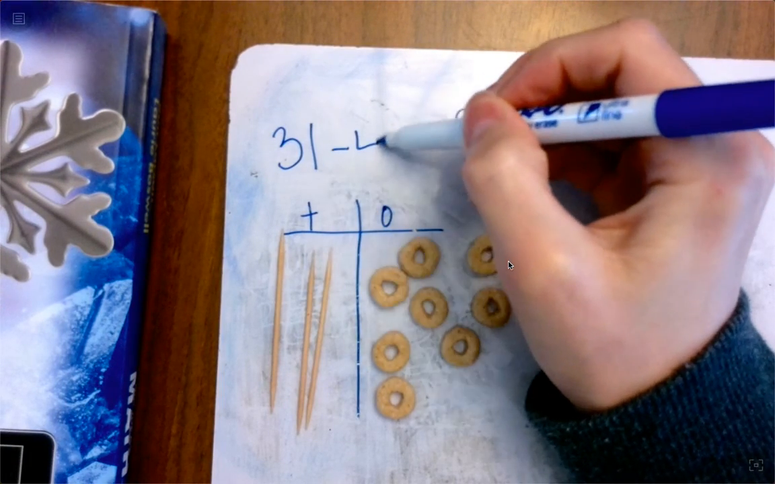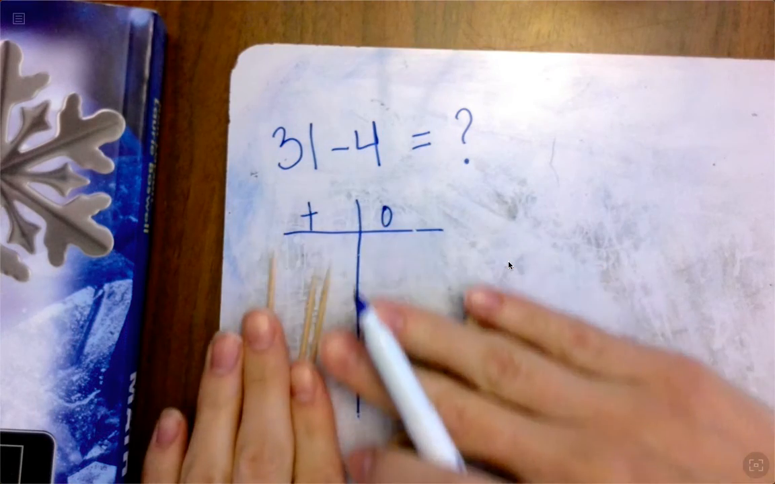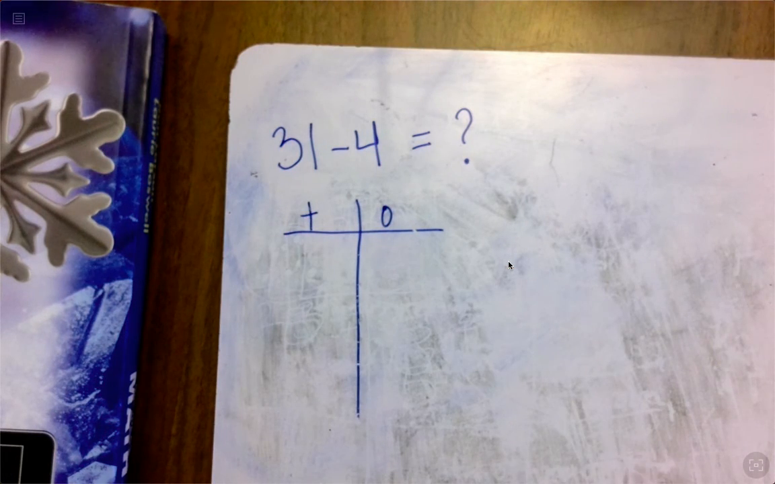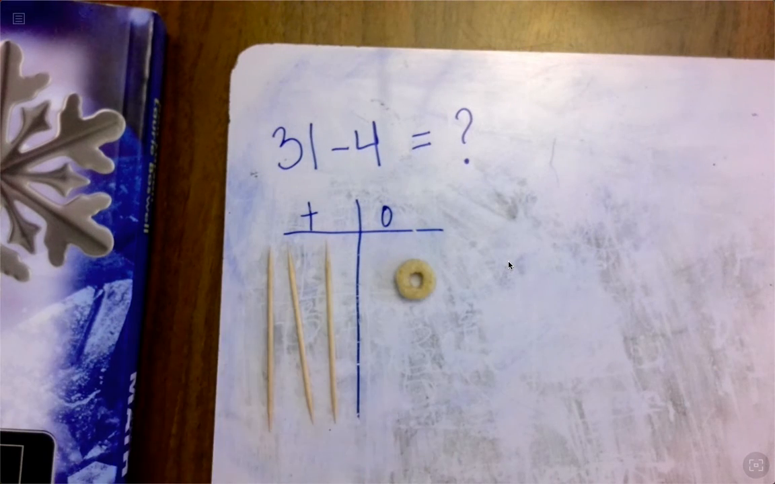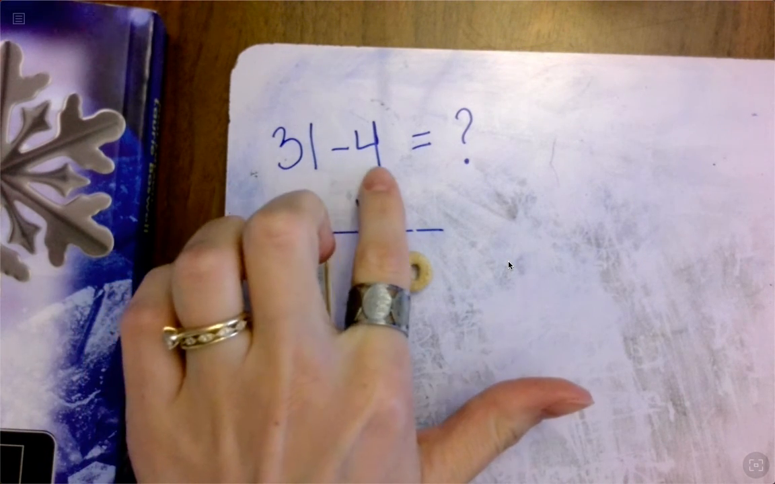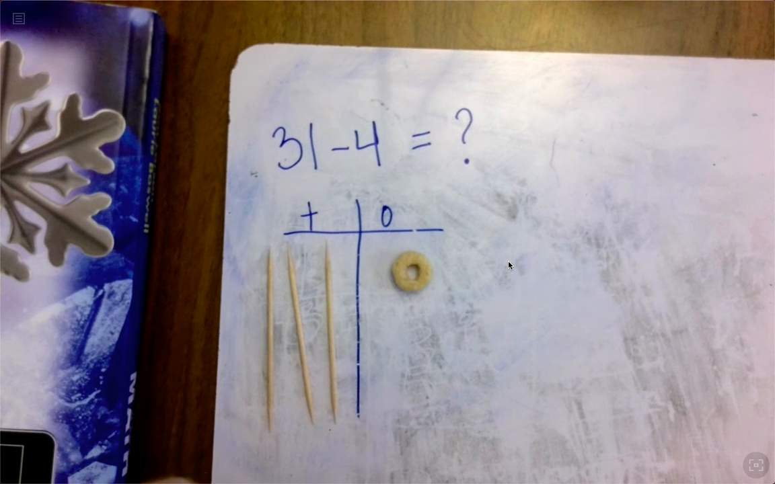31 minus 4. Okay, so I'm going to get rid of these. Okay, so show me 31. 10, 20, 30, 1. So that's 31, right? 31 minus 4. Okay, well, can I take away 4?